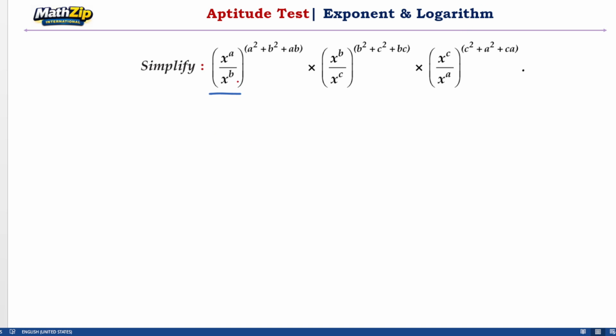We are going to simplify (x^a divided by x^b) to the power (a² + b² + ab). So first we have to simplify this one.